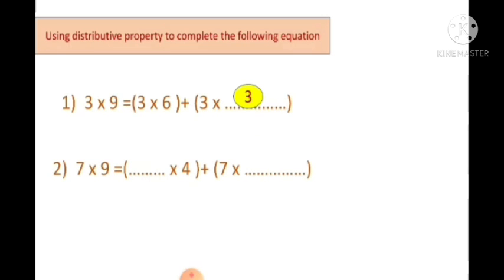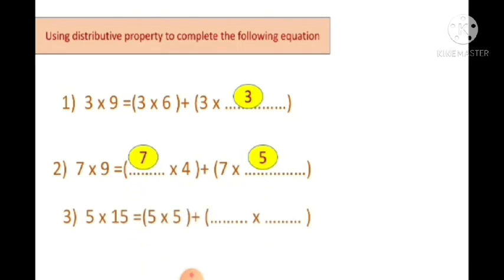Next, 7 times 9 equals what times 4 plus 7 times what? 7, the number of rows, doesn't change, so we put 7 in the first bracket. But 9, the number of columns, we will distribute it, divide it into 4 plus what? 4 plus 5 by subtraction. Or count on your fingers after 4 to 9. After 4, 5, 6, 7, 8, 9. 5 fingers, so we put 5.